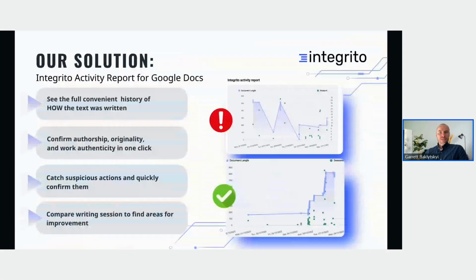A few words about how this solution works. We analyze the writing history of the document. So we analyze how it was written. It allows us to confirm authorship. So we know that this document was written by the person who submitted it. It allows us to confirm originality. We know that there is no plagiarism in this document. And it also helps us to confirm authenticity, when we know that there was no AI generator involved in this text.